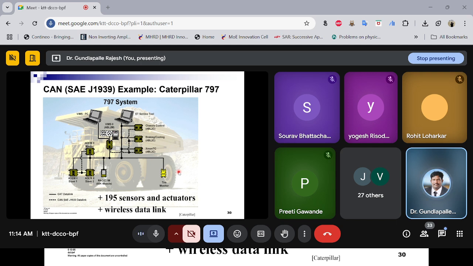So this is a Caterpillar 979 system where the CAN is used. If you see the darker line, this is a CAN data link, whereas the dotted line is a CAN data link too. We have this CAN bus connected to 195 sensors and actuators, with a wireless data link. It's not a wired data link; it's a wireless data link.